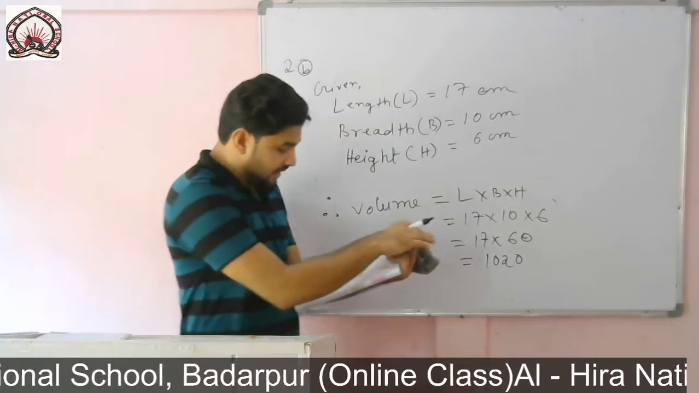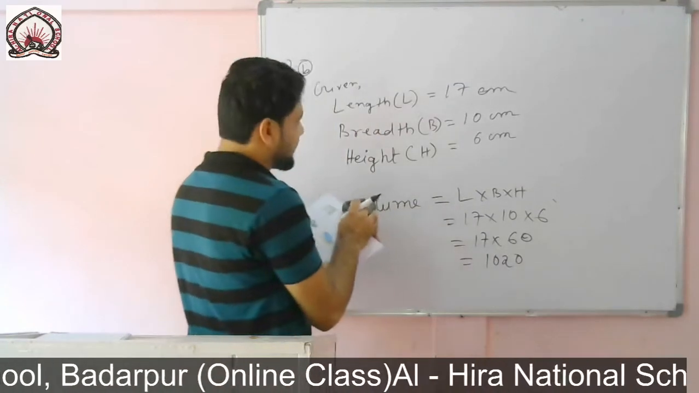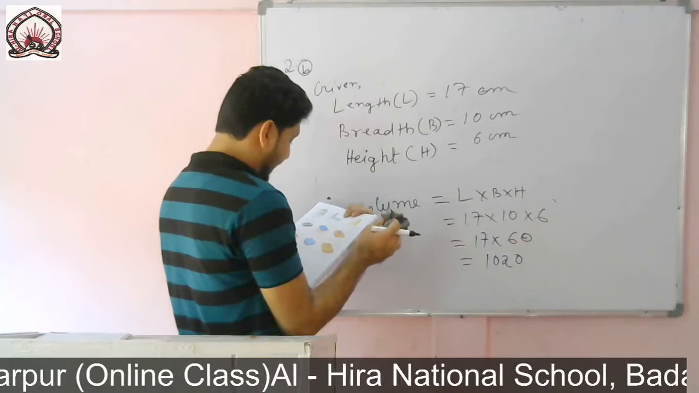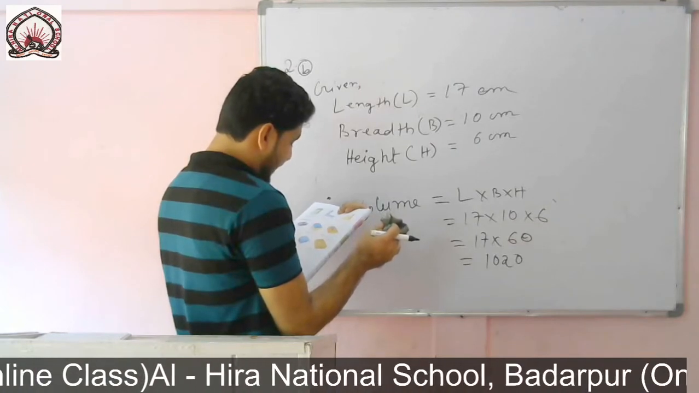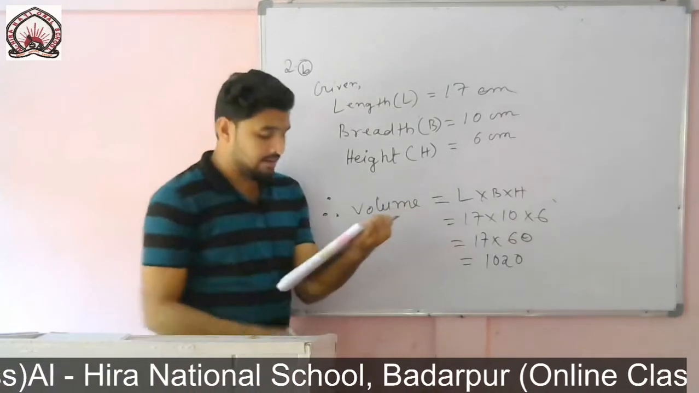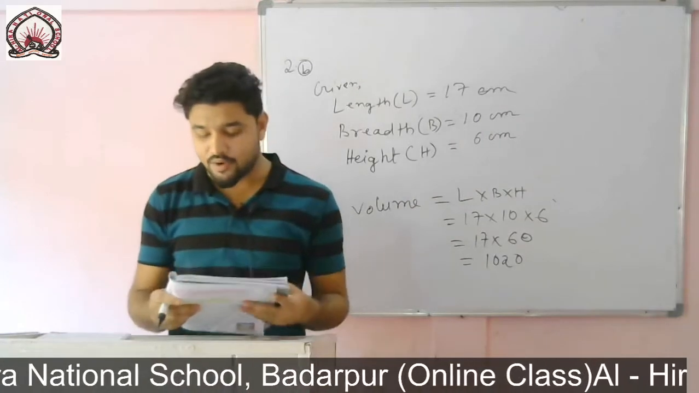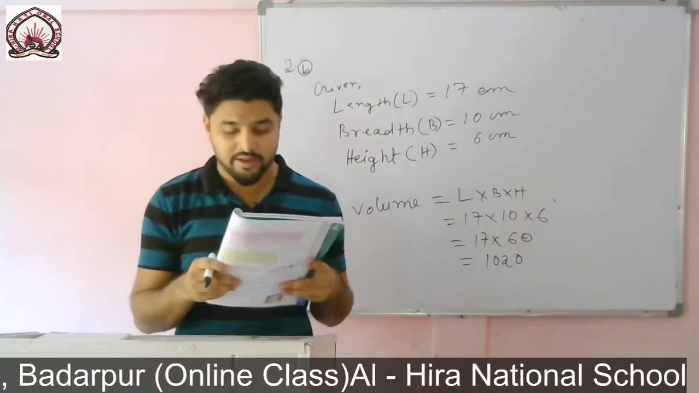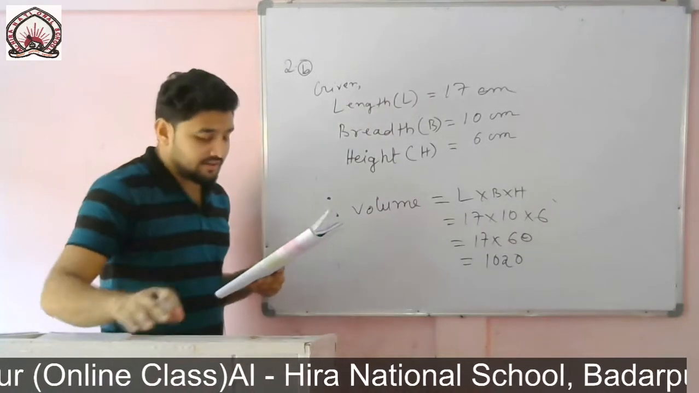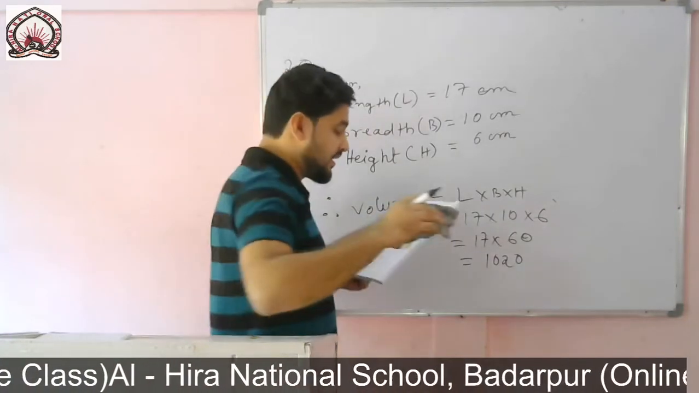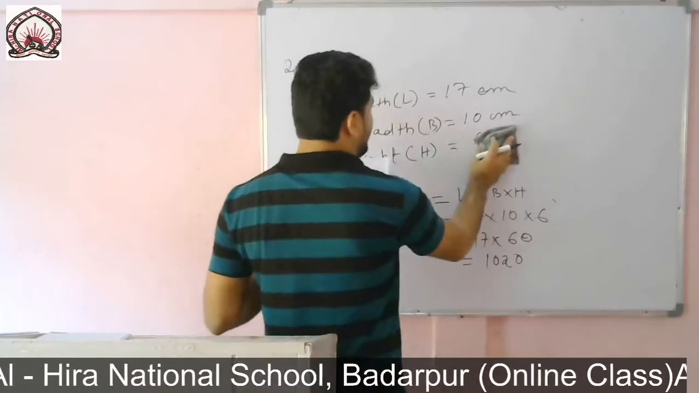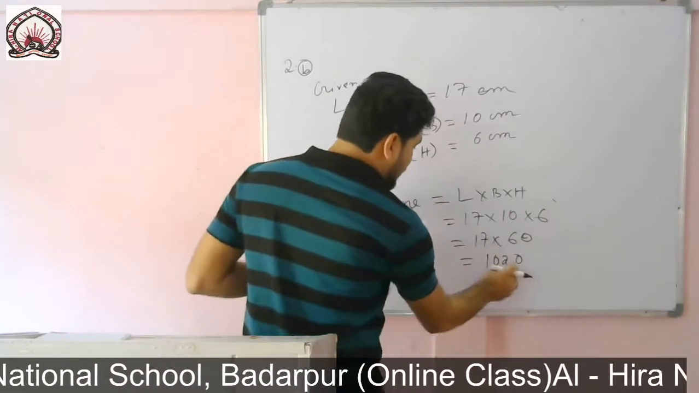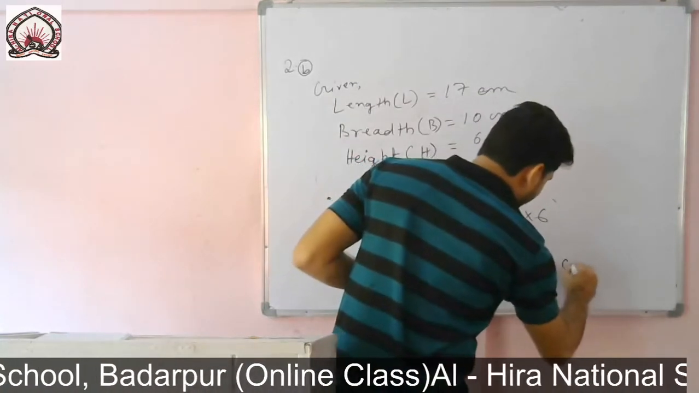Now come to question number C. You see question number C, what is given? It's a masala. Okay, it's a masala box. At the time of cooking, we are using this masala box. Okay, length is given 13, breadth is given 8 and height is given 2.5. So you change, you write 1020 cubic centimeter.